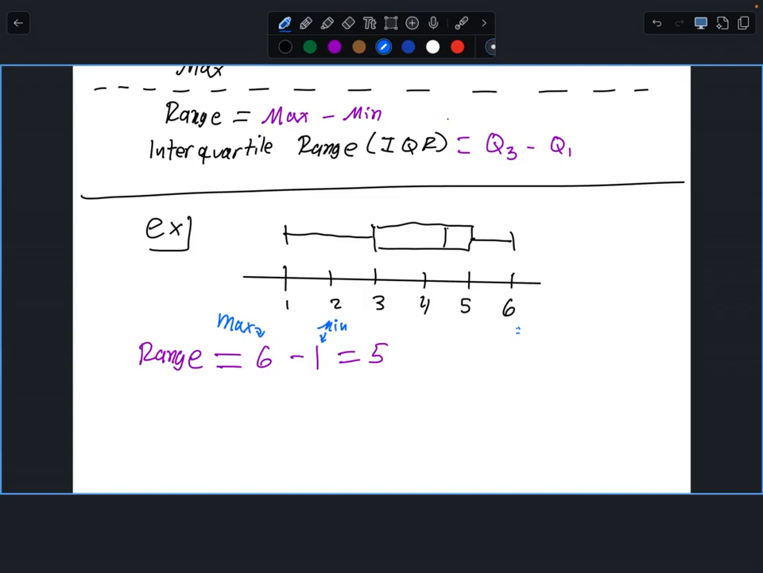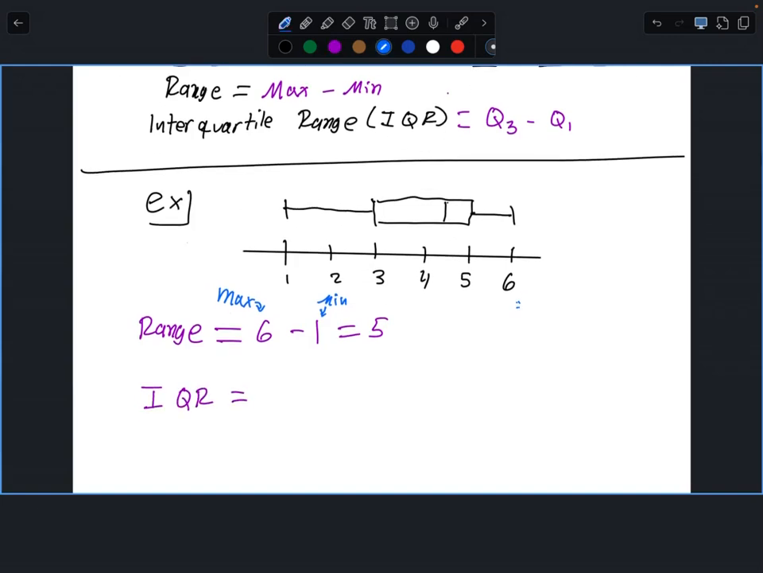So that's it. What about the IQR? How do we calculate the IQR? We do 5 minus 3, which gives me an IQR of 2. It's Q3 minus Q1.